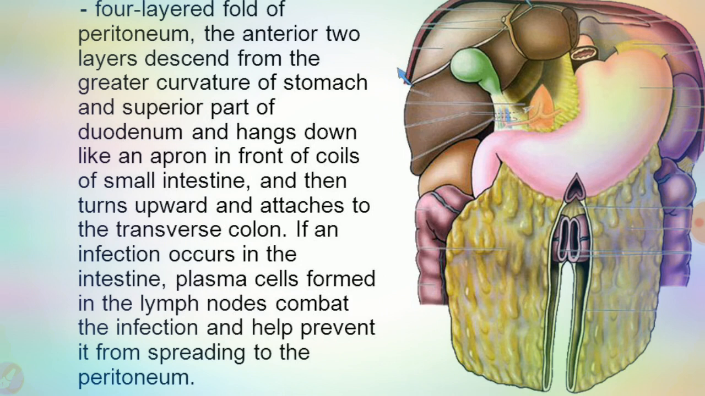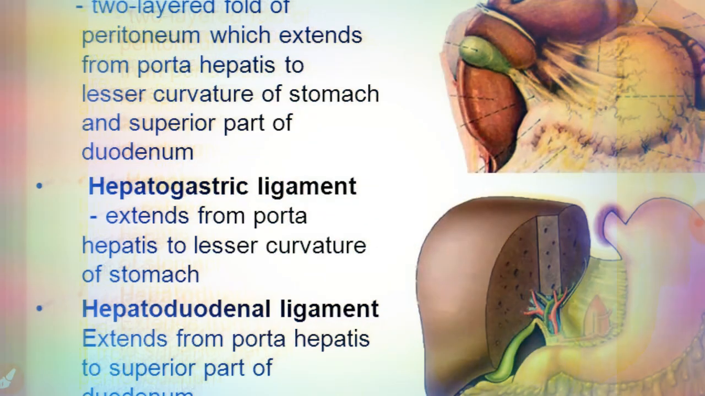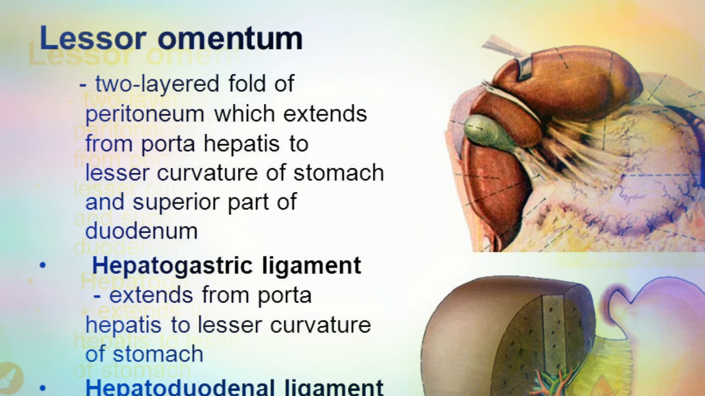and it will help to prevent the infection from spreading to the peritoneum. So here these four layered folds of the peritoneum will be preventing the spreading of the infection to the peritoneum. Okay, then coming to the second one, the lesser omentum.